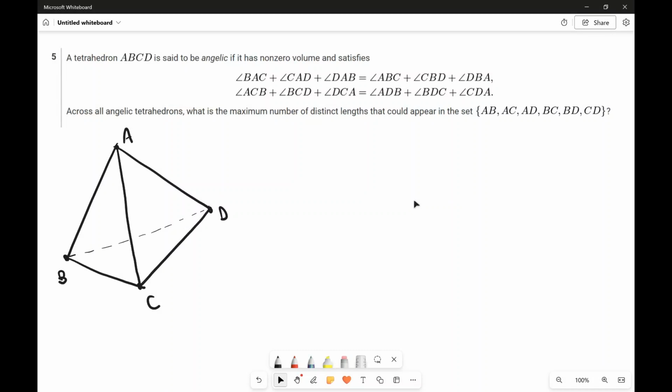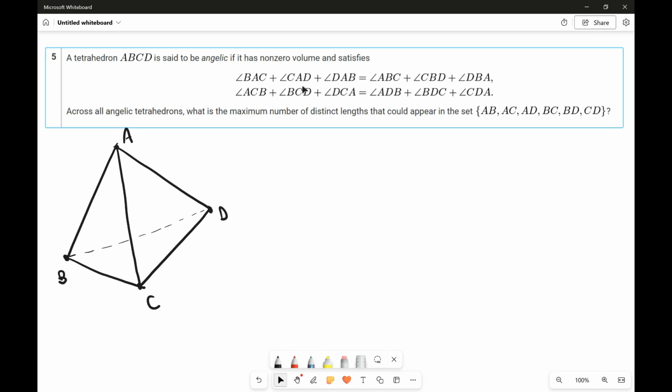A tetrahedron ABCD is said to be angelic if it has non-zero volume and satisfies these two angle equalities shown on screen. Across all angelic tetrahedrons, what is the maximum number of distinct lengths that could appear in the set AB, AC, AD, BC, BD, CD?